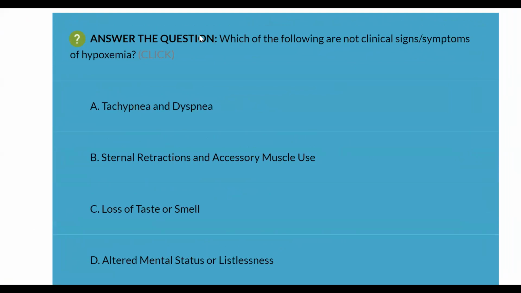So this is a simple question. Which of the following are non-clinical signs or symptoms of hypoxemia? Tachypnea, dyspnea, sternal retraction, accessory muscle use, loss of taste or smell, or altered mental status, or restlessness. Okay, nice. I see that most of the people got the right answer, which is C. This is straightforward. Let's continue to the next question.